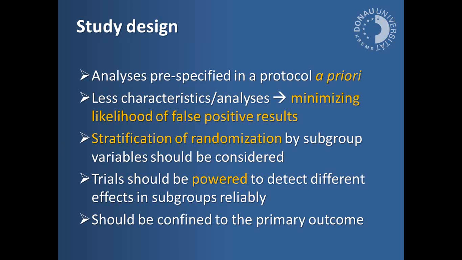The trials should be powered to detect different effects in subgroups reliably, because usually I saw publications where the sample size is calculated for the whole trial, but not for subgroup analysis. And it should be confined to the primary outcome, but it is often analyzed on all outcomes or even a lot more. Or in a lot of cases you don't know which outcomes were analyzed because it's not well reported.